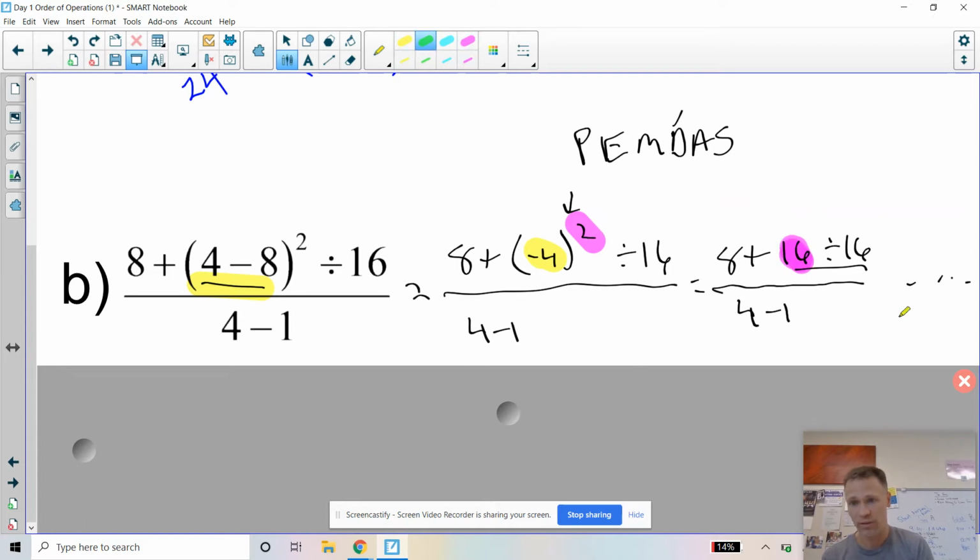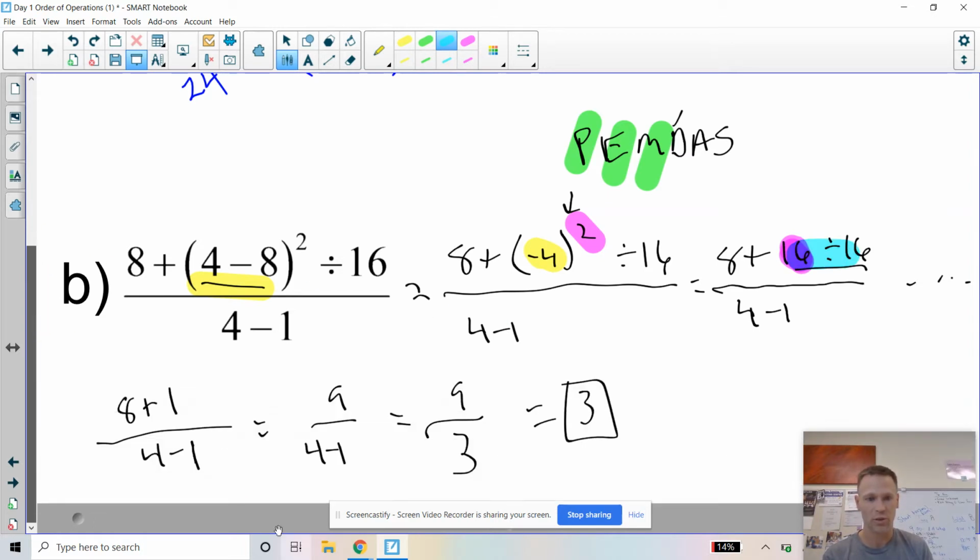Now I look at this part of it. Do I have any parentheses? No, I don't. So that's done. Do I have any exponents? No, I don't. Do I have multiplication? No, I don't. But now I have division. I have 16 divided by 16. Now I'm out of space, so I'm just going to move a little bit further down so you can see. 16 divided by 16 is 1. So there's the answer to that light blue problem.